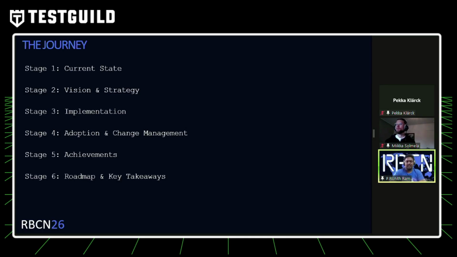The journey started with analyzing the current state. Then we formed a vision and strategy over how to proceed, implemented the same, and covered how the teams adopted it and how change management followed in the next process. Finally, I will talk about the achievements, the future roadmap, and key takeaways from this.